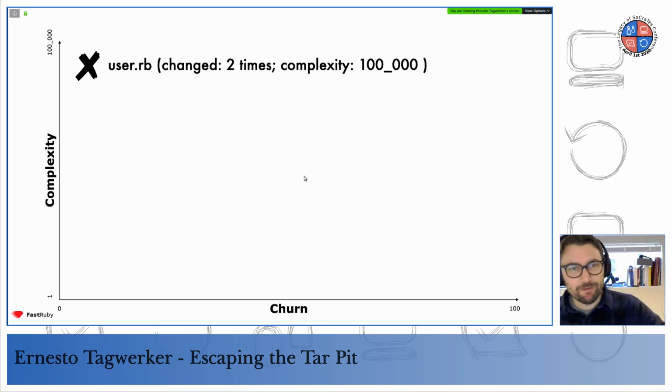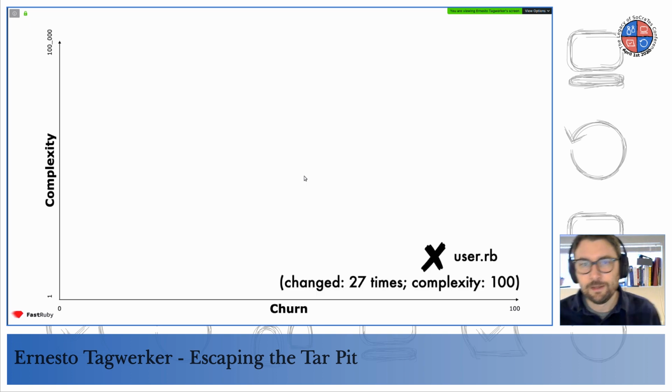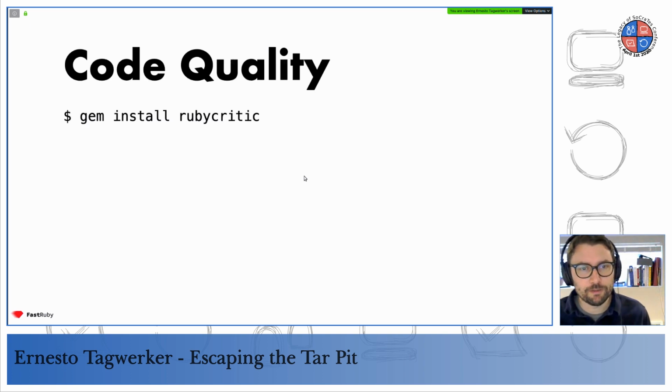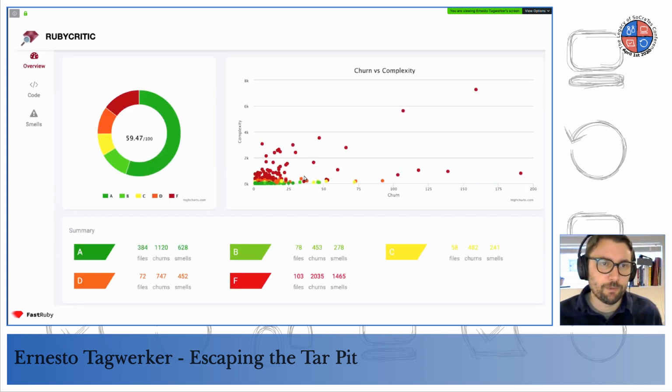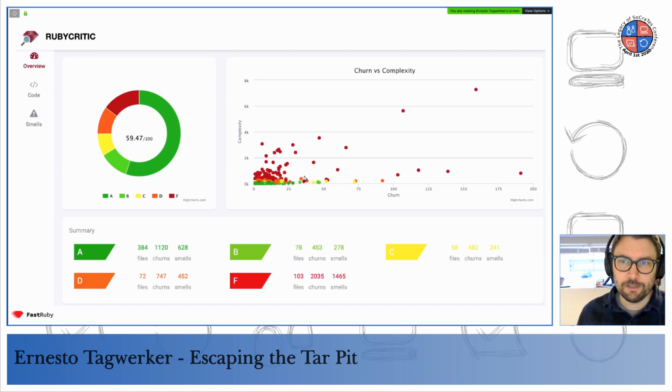But basically, every single file in your application is going to be placed in this graph. So if user.rb changed 2 times and complexity is 100,000 points, you'll see it up there in the upper left quadrant. And if complexity is 100 points and it has changed 27 times, it will be in the lower right quadrant. Now think that it's doing this for every single file. So we'll see an example in a few minutes. In order to run it, you can just install it as a gem and run it in the command line like this. And it will generate an HTML report that looks like this.